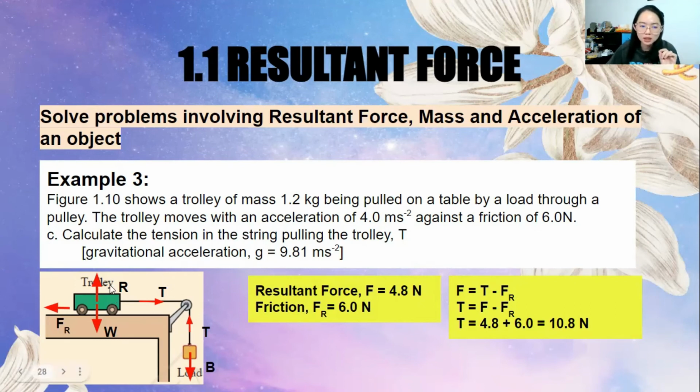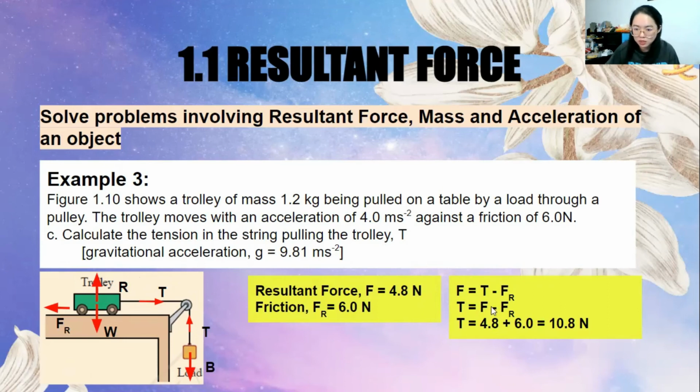That means this object is moving forward. Am I right? It's moving towards T. So that means your T is greater than FR. When your T is greater than FR, that's why your formula will become T minus FR. So I rearrange it and I'll get F minus FR, because I bring this one here.